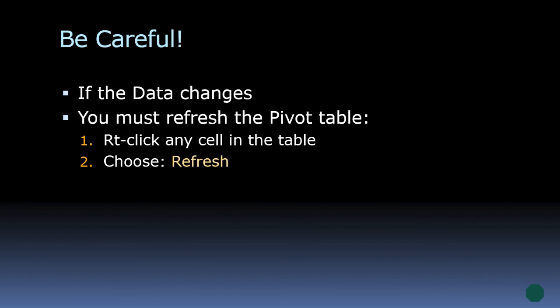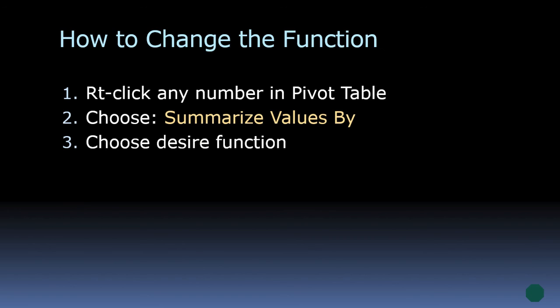And just remember, when the underlying data changes, you have to refresh it. You have to right-click any cell on the table and then just choose Refresh. To change the function, usually it's sum, but if you want to do an average or a count, basically just right-click any number, choose Summarize Values By, and then choose the desired function.